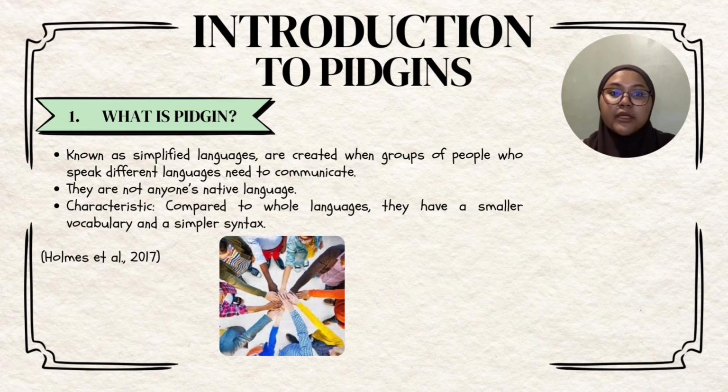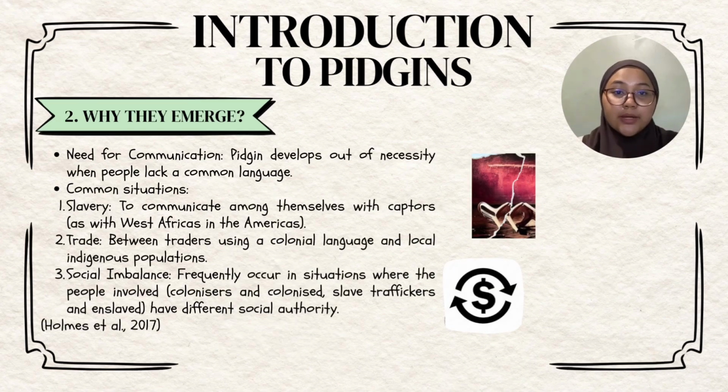However, over time, a pidgin can become more complex and even turn into a full language. For example, Tok Pisin started as a trade pidgin but later became a national language. And one of the key characteristics of pidgins is their simplified structure. Because they arise out of necessity for basic communication, they typically have a smaller vocabulary and a simpler syntax compared to established languages.